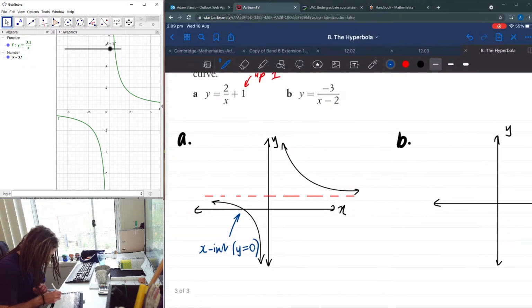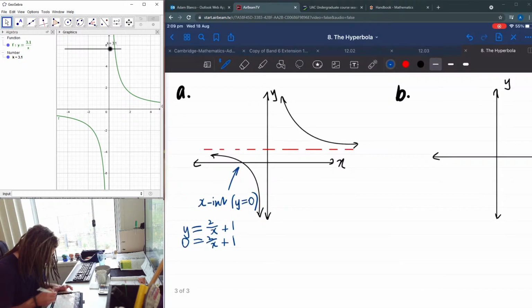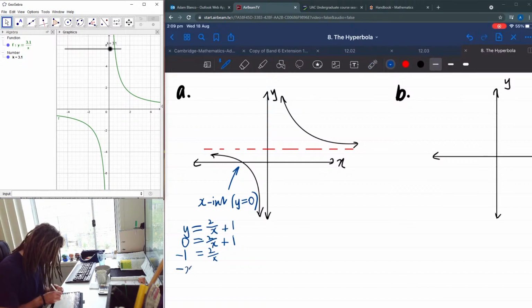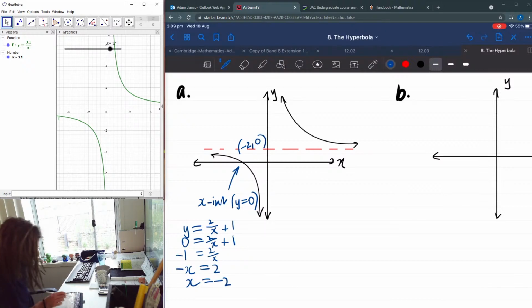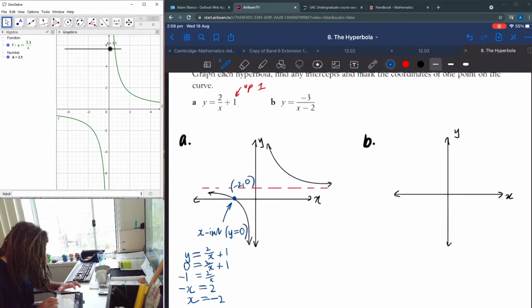So y equals 2 on x plus 1. That means 0 equals 2 on x plus 1. That means minus 1 equals 2 on x. Like the trig, I'll just multiply it up. Minus x equals 2, x equals minus 2. So that point there is minus 2, 0. That's my x-intercept. And then I don't really need to have a point here because I've got my point now. So that's that.